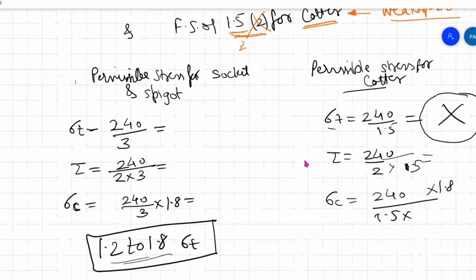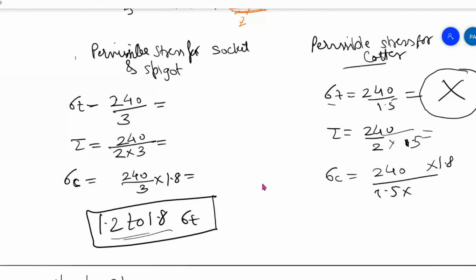Now talking about tau. Tau is what? Tau is the shear stress. Shear stress for which material? Okay, there we have two materials. This is one material, socket and spigot. This is another material, Cotter. Now we have two values of shear stress. So which shear stress will we consider? If you eliminate the shear stresses for this, at the remaining places we will use this shear stress value.